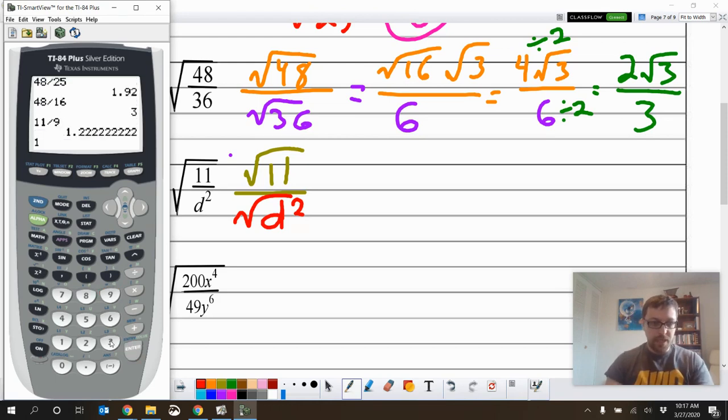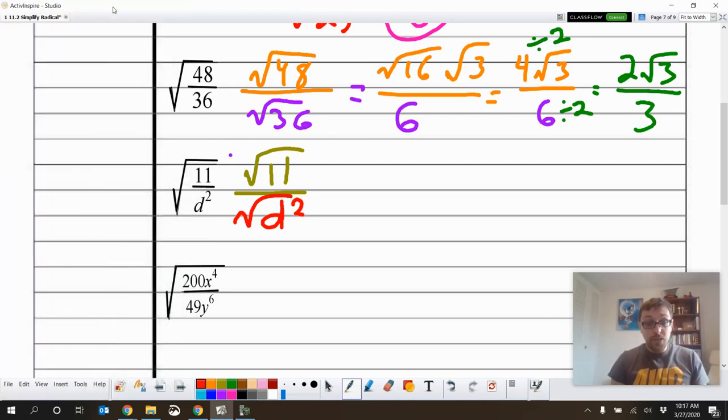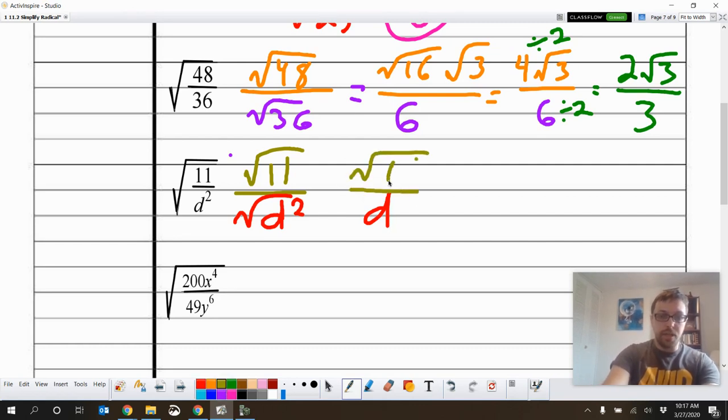Nope. Let's try 2 squared. Oh, so the only one we can do is 1? Yeah, that's the only one that works. And since that's the only one that works, we actually can do nothing. So that square root of 11, we're just going to leave alone. D squared, though, that's one of those cool exponents, so we're going to cut it in half. So we've got d on the bottom, and then in the numerator, we've got square root of 11.